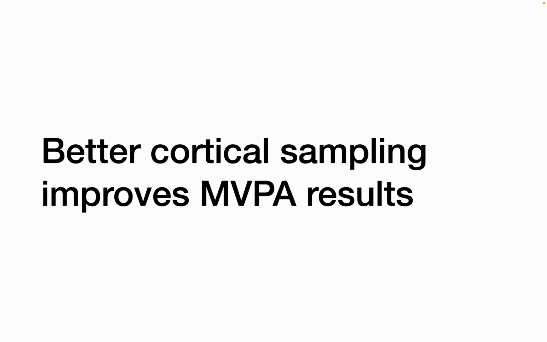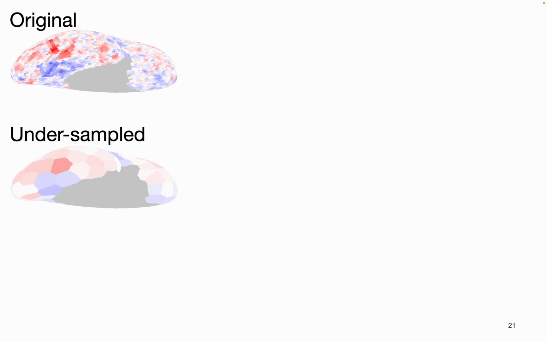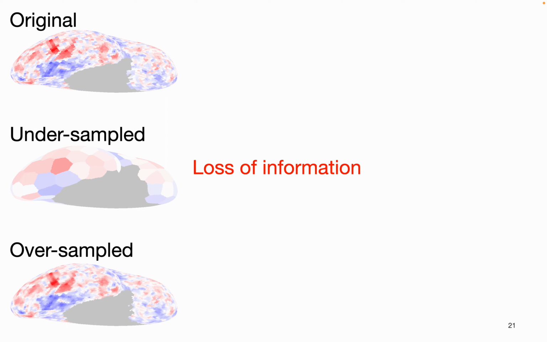MVPA, or multivariate pattern analysis, relies on the quality of spatial patterns. When the data is undersampled, the resolution is low and we lose a lot of information, especially the information encoded in the fine-grained spatial patterns. When the data is oversampled, it doesn't provide additional information because the extra cortical vertices are just extra interpolations of the same original data. Therefore, for optimal MVPA performance, we want to make sure that every part of the brain is sufficiently sampled.